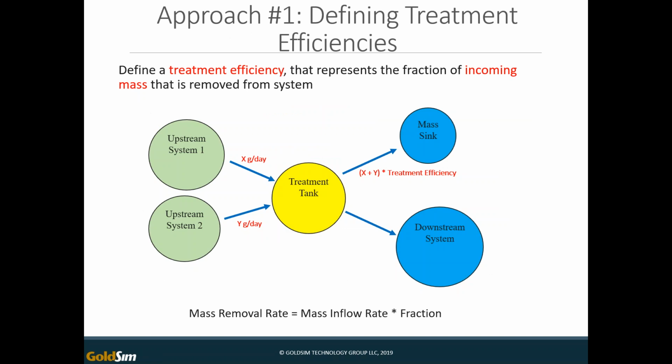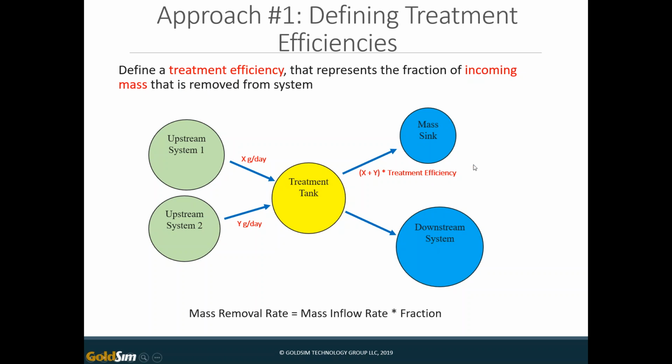All right, so let's look at approach number 1, defining treatment efficiency. So here's really what we're doing. We have this upstream system. We'll work with the same system I showed you for the mixing example. We have mass coming in from the upstream system and mass coming in from this upstream system. So we have some rate at which mass is entering the tank. Let's say grams per day, X grams per day and Y grams per day. What GoldSim is going to allow us to do is to define a treatment efficiency so that we're going to take what's coming in and we're just going to remove that and put it someplace else. Whatever remains then goes to our downstream system.